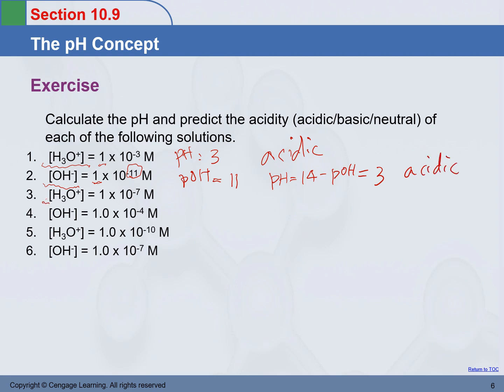The third one, hydronium ion concentration, well, the coefficient is 1. Therefore, pH is 7 right away. Neutral. I will leave the last 3 for you to do. All right, pause the video, answer the question, get the pH, get the acidity, and unpause the video to check the answer keys.